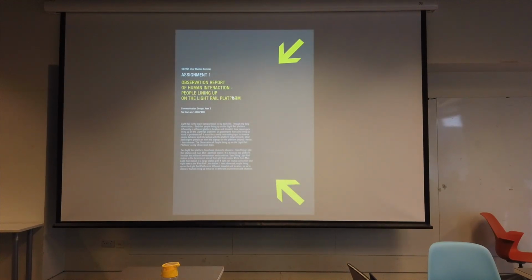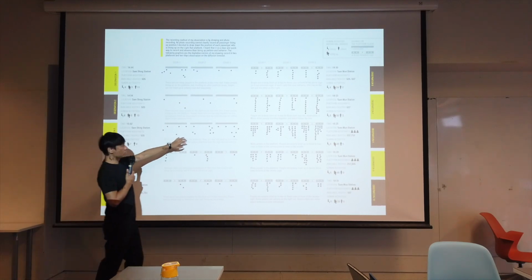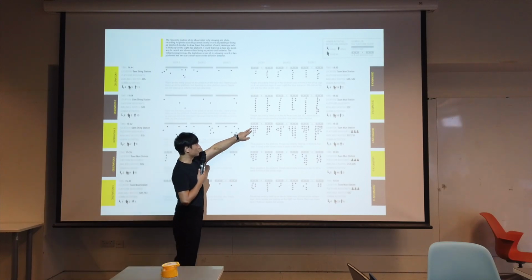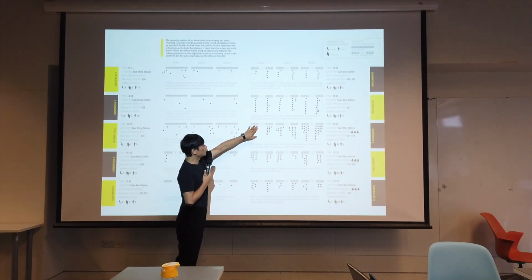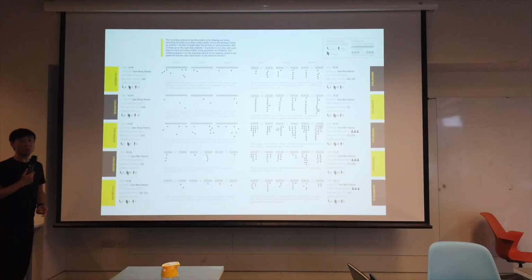So this one again, another human review. This one is even more detailed. I think this student lives in a new territory, and every day the student has to take a light rail. And you will see how the student captured the passenger line-up. So you will see the pattern. I think it's always good.